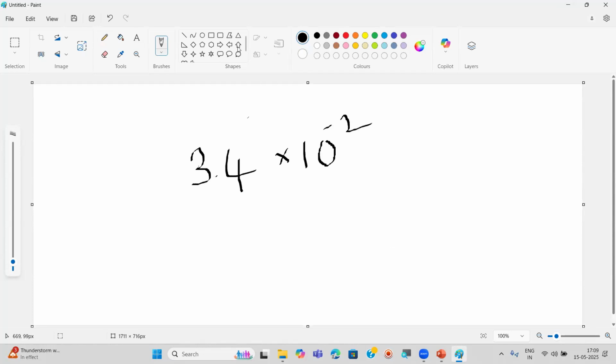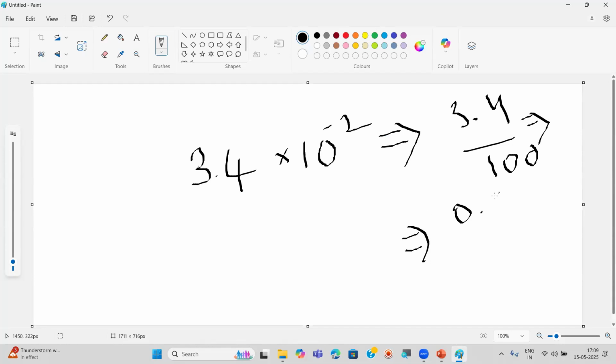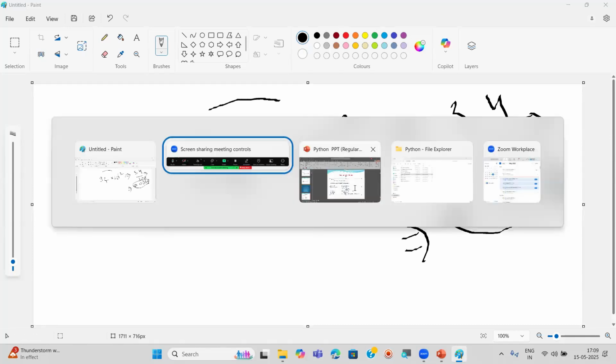If you calculate, what is the value for this? You know, right? Mathematics. 3.4 by 100, yes or no? And this is equal to 0.034. Yes or no? Right. So if you provide the value 3.4 e minus 2, that is equal to this value actually. You can use here capital E or small e.